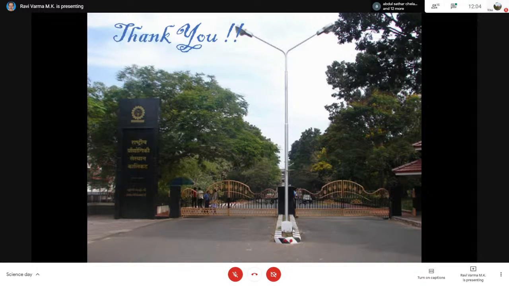So I hope I could give you a small glimpse of the instrumentation point of view of optical spectroscopy and its application that we are trying to do at NIT Calicut. I would like to stop here and invite any questions you may have in your mind. Thank you very much.